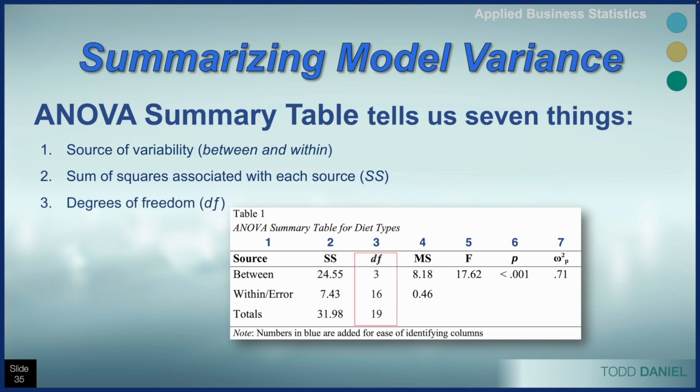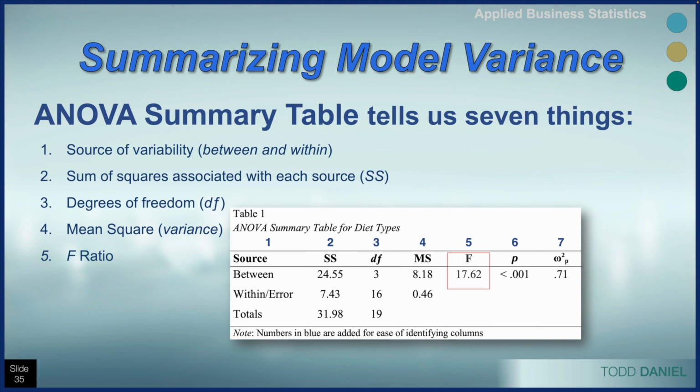Degrees of freedom is going to be based on the n-1 idea. So degrees of freedom between is going to be the number of groups minus 1, or k-1. In our case, it'll be 3. The total is 19, which is n-1 for the group. Now, the within degrees of freedom is a little different. That's n-k. The mean square is always a sum of squares divided by degrees of freedom. 24.55 divided by 3 is 8.18. And 7.43 divided by 16 is 0.46. That's the mean square, which you remember, that's the name for the variance.